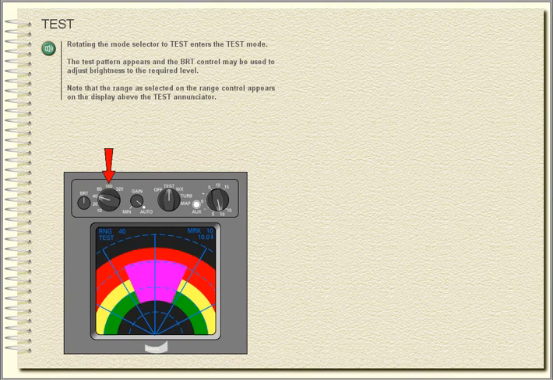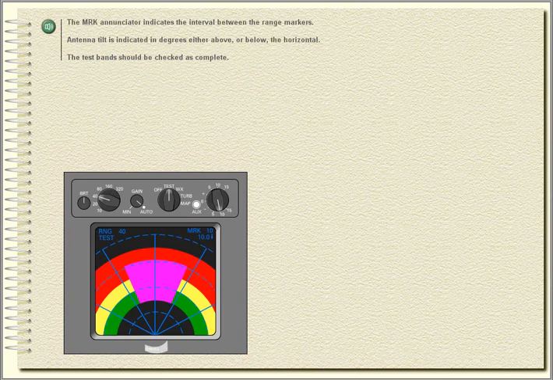Note that the range, as selected on the range control, appears on the display above the test annunciator. The marker annunciator indicates the interval between the range markers. Antenna tilt is indicated in degrees either above or below the horizontal. The test bands should be checked as complete.